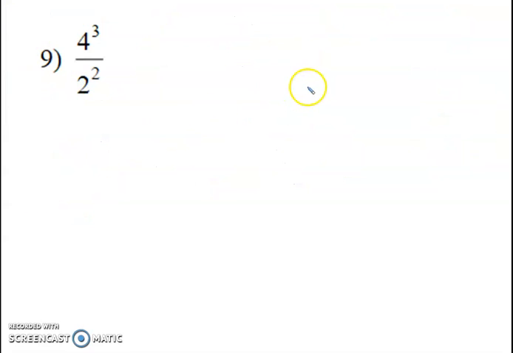So let's look at number 9. Do I have the same bases? I do not have the same bases. So now I have to figure out what I'm going to do. I can do one of two things. I'm going to do this both ways.